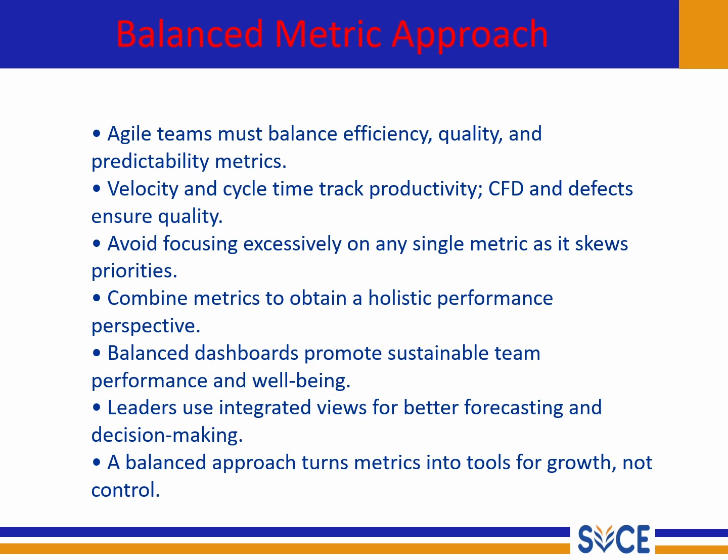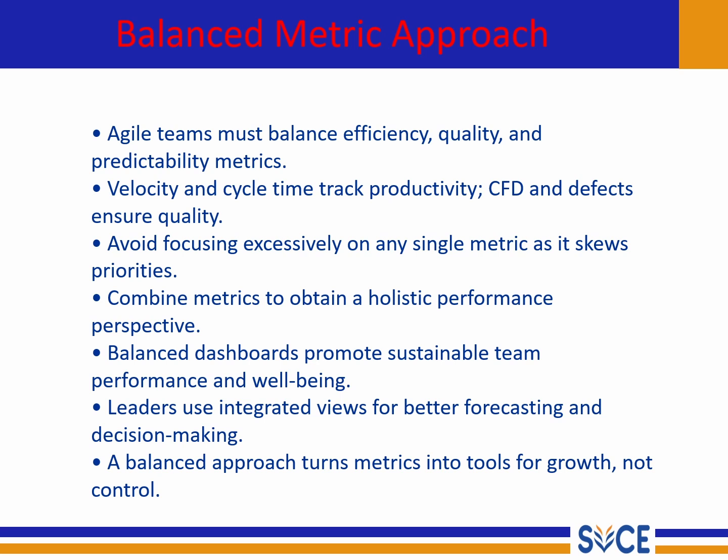For example, metrics like velocity and cycle time show how productive we are, while CFD and defect density tell us whether our quality is improving or dropping. If we only chase one, say a higher velocity, we might end up sacrificing the quality. That's why we should avoid focusing too much on a single metric.